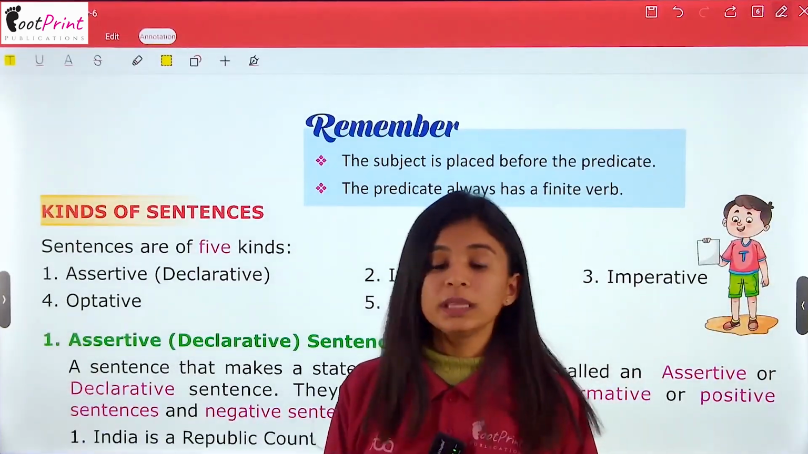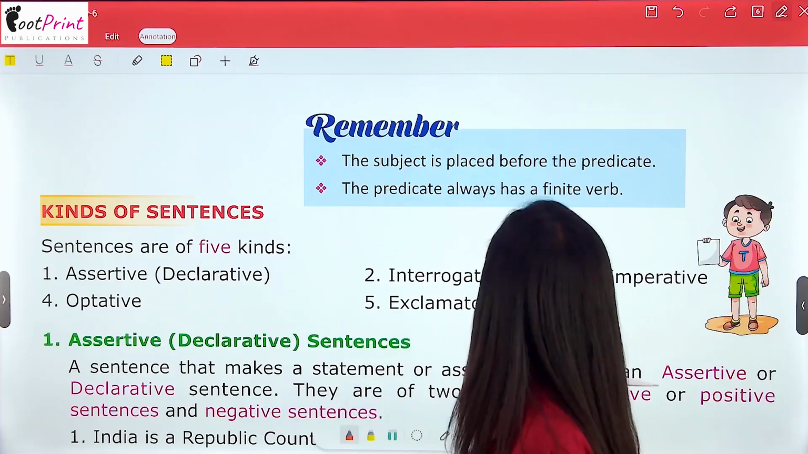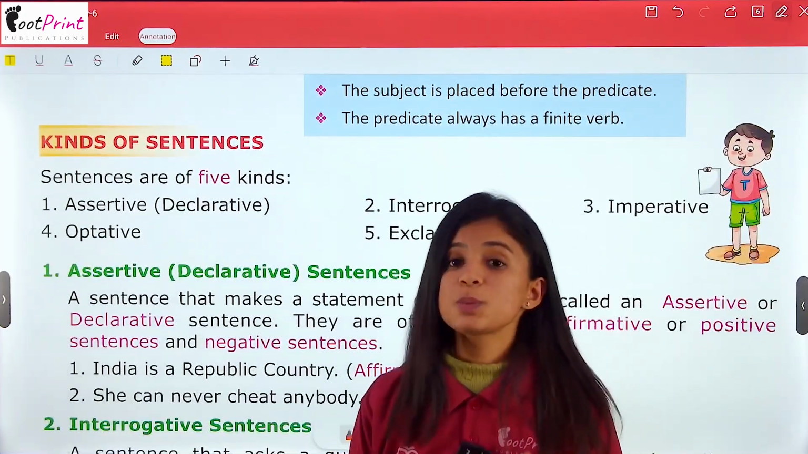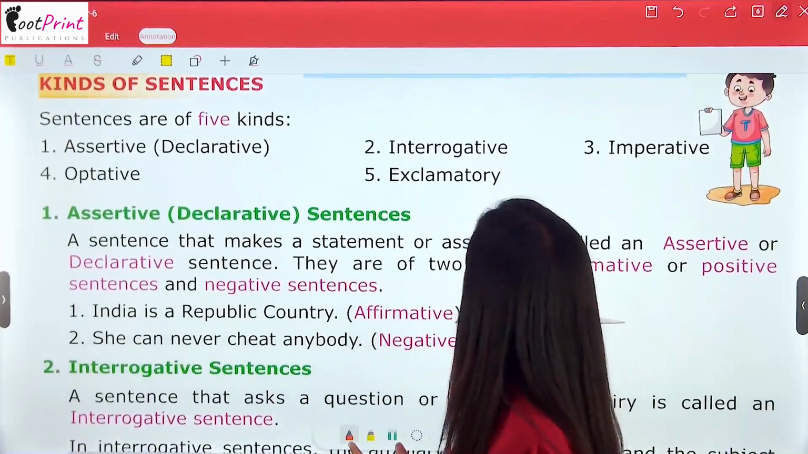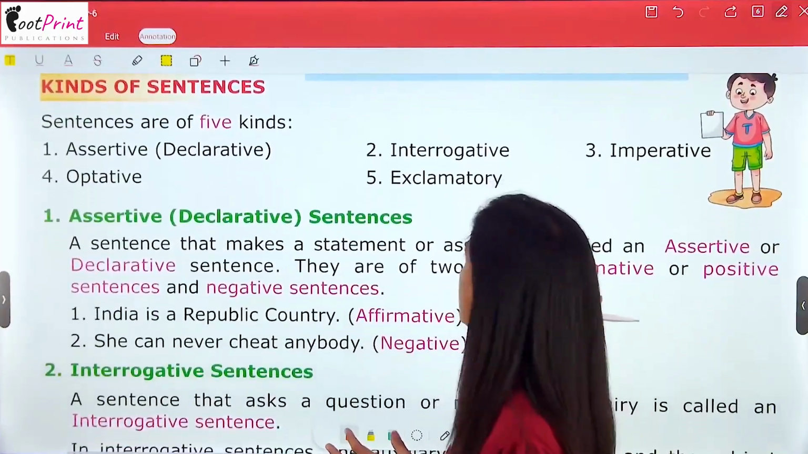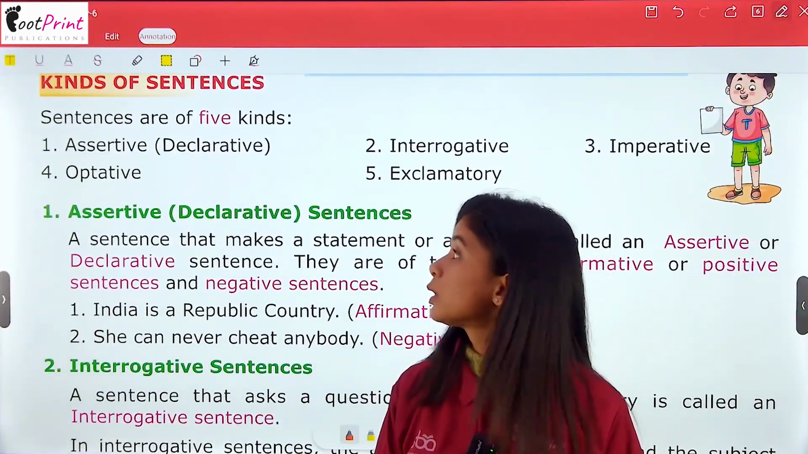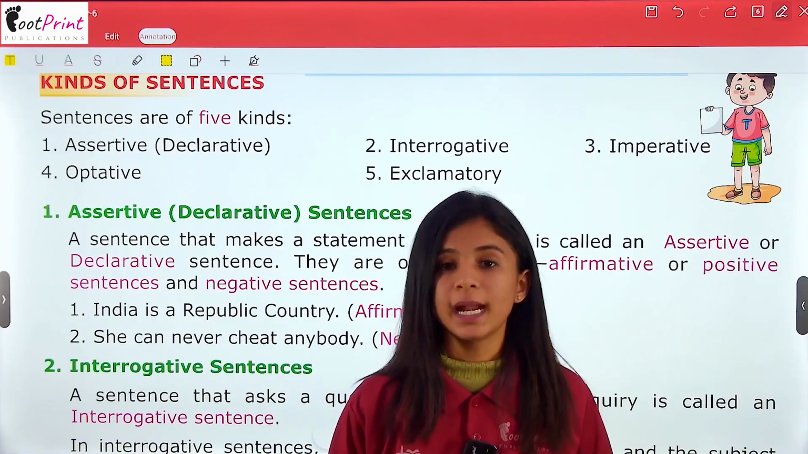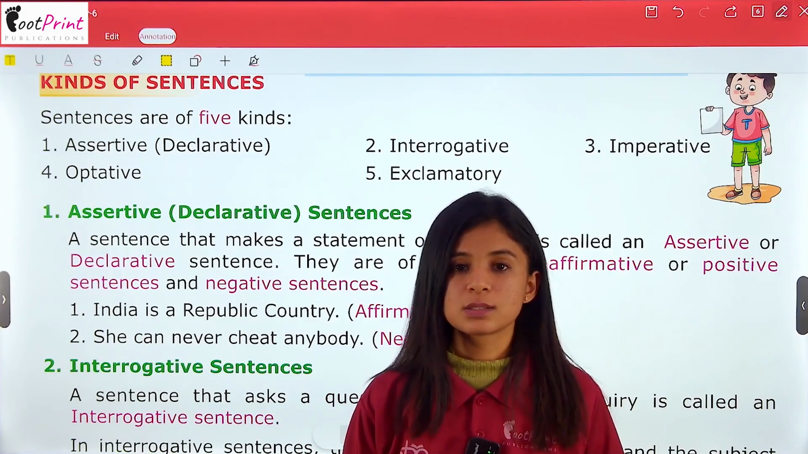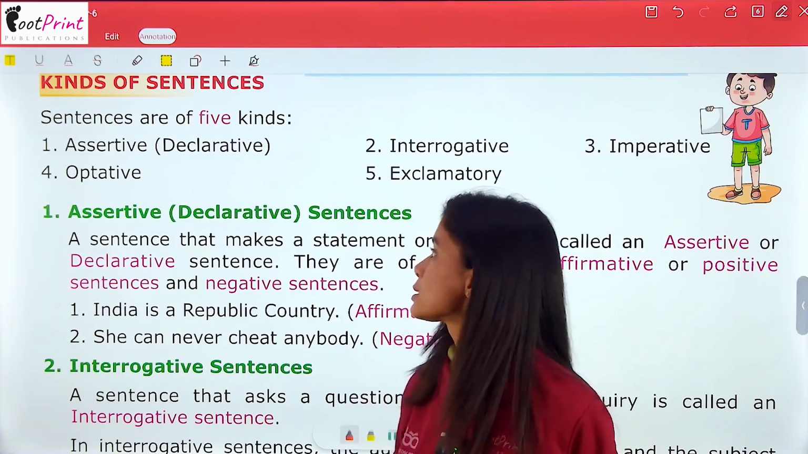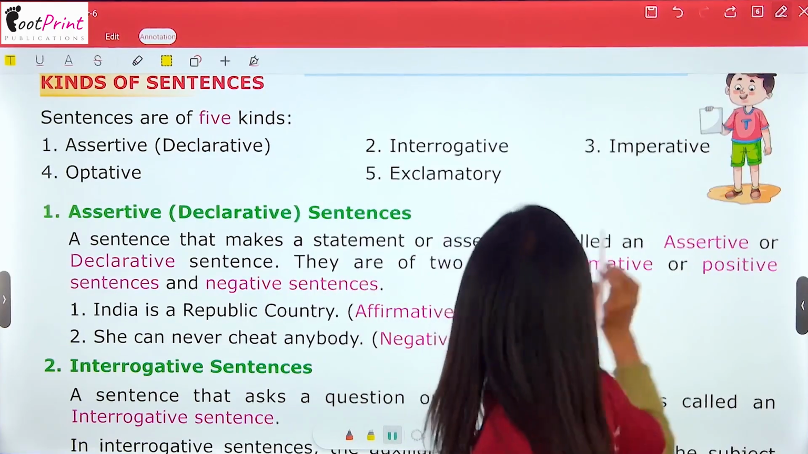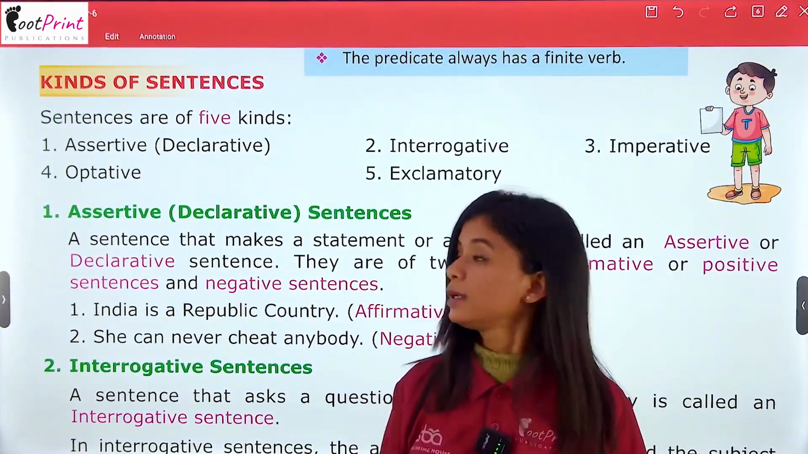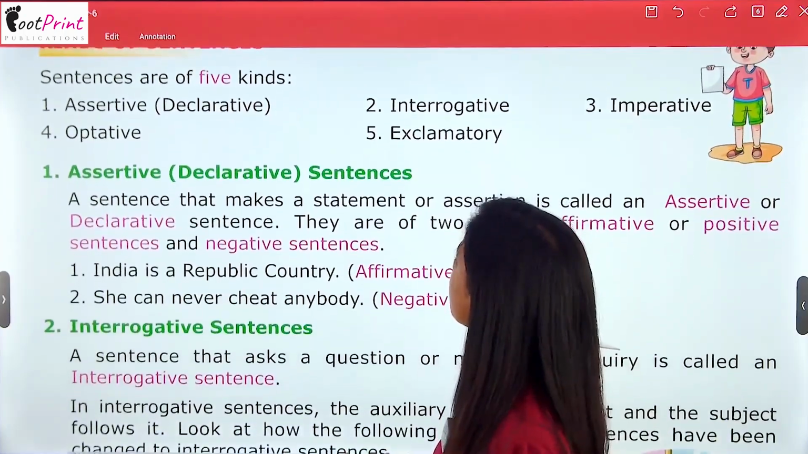So now, one thing for you to remember is that the subject will be placed before the predicate, and the predicate will always have a finite verb. Let us move on to the next topic, and that is kinds of sentences, or we can say types of sentences. Let us see, sentences are of 5 kinds, like it is given in our book.